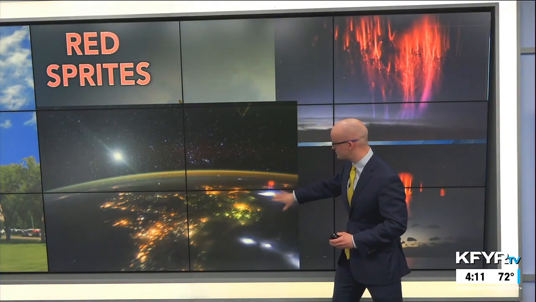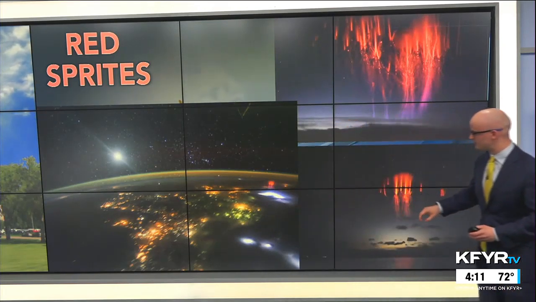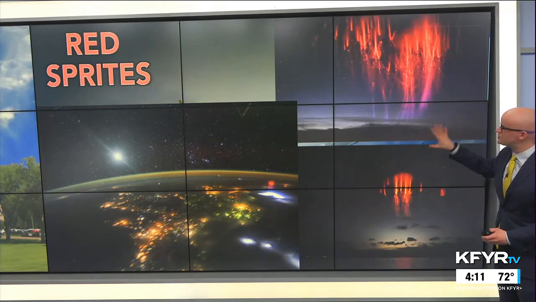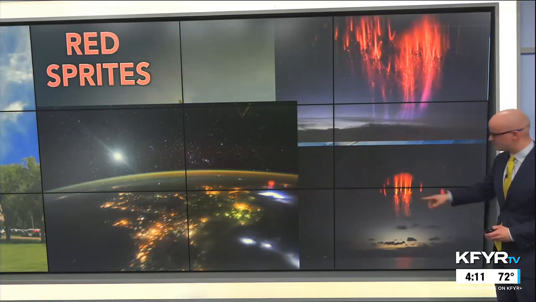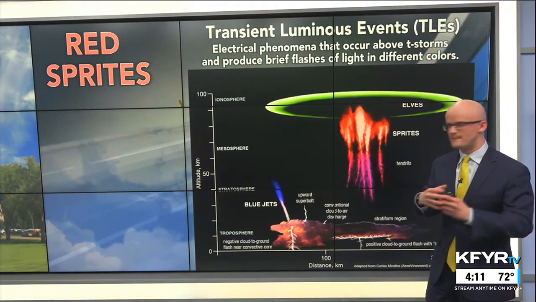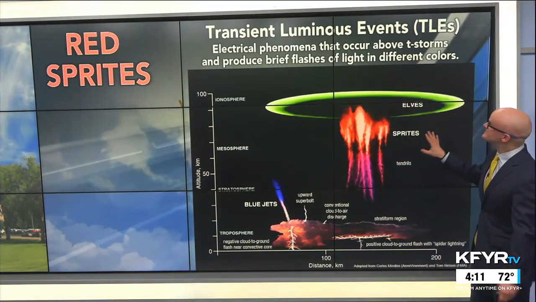Now focusing on red sprites. This was a photo from the International Space Station. You can see this red dot right here. That is a red sprite above a thunderstorm cloud. Here on Earth, we've had some talented photographers capture these red sprites well above thunderstorm clouds, and they capture them at a distance. This is one of many transient luminous events, TLEs.